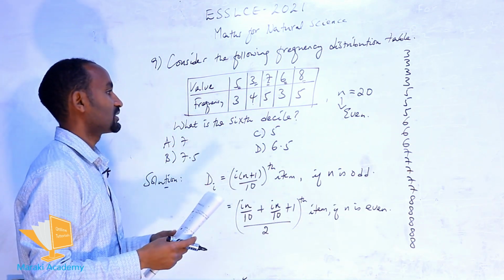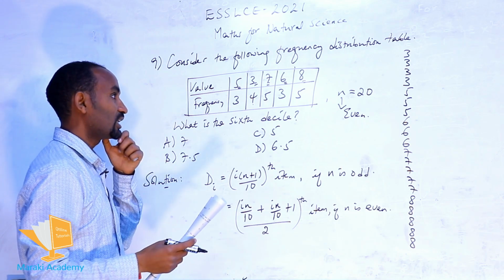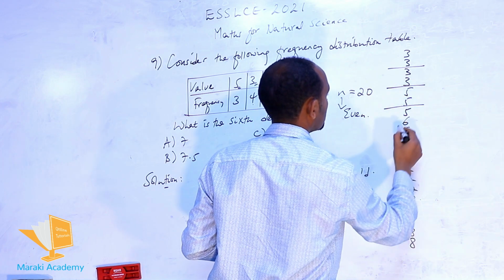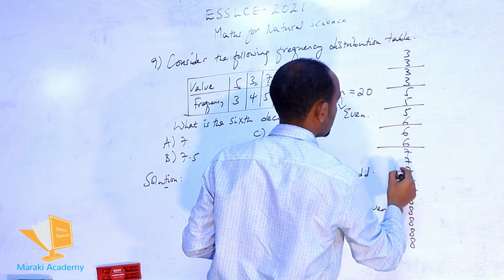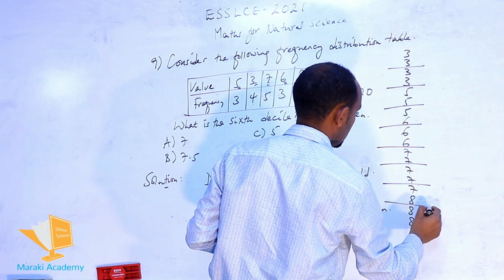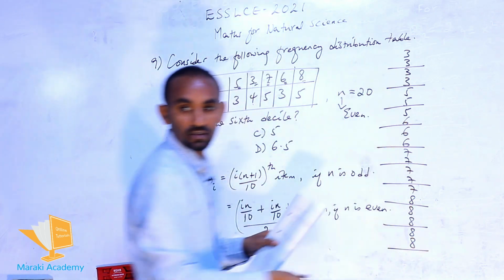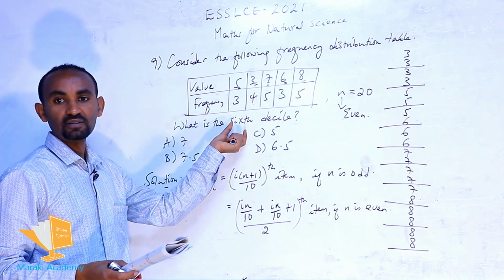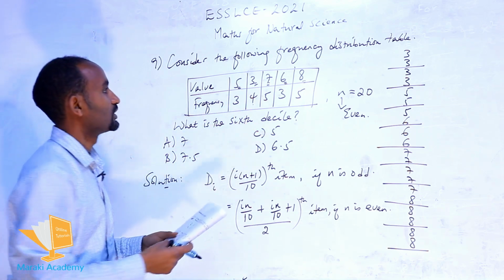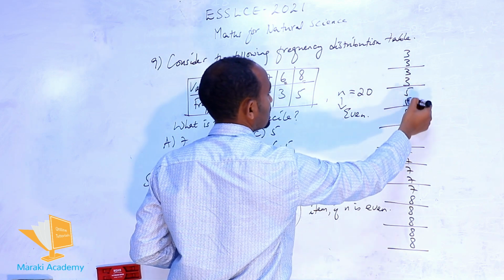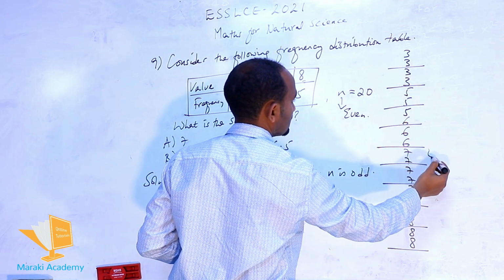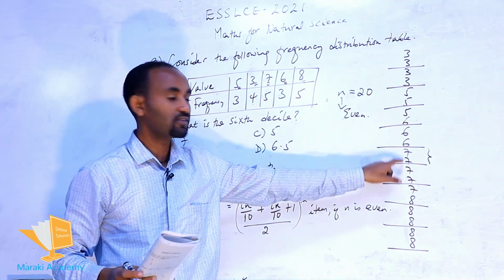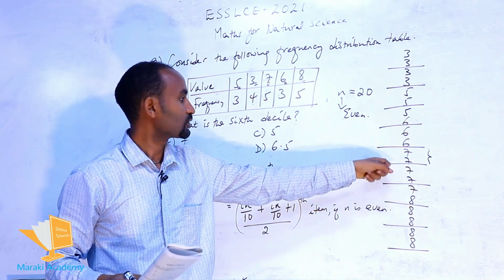So what is the sixth decile? If we partition this into 10 parts, 1 2 3 4 5 6 7 8 9 10, if we divide it into 10, what will the sixth part, the sixth decile, be? This is the first, the second, the third, the fourth, the fifth, this is the sixth. Okay? The sixth decile, as you can see, falls among 7 and 7 items, which are the same.